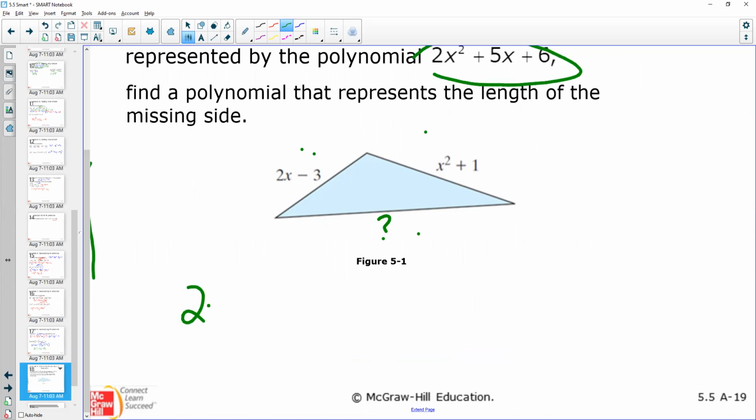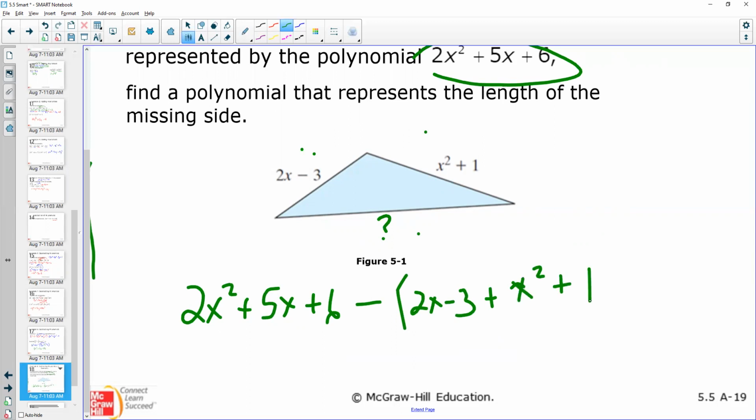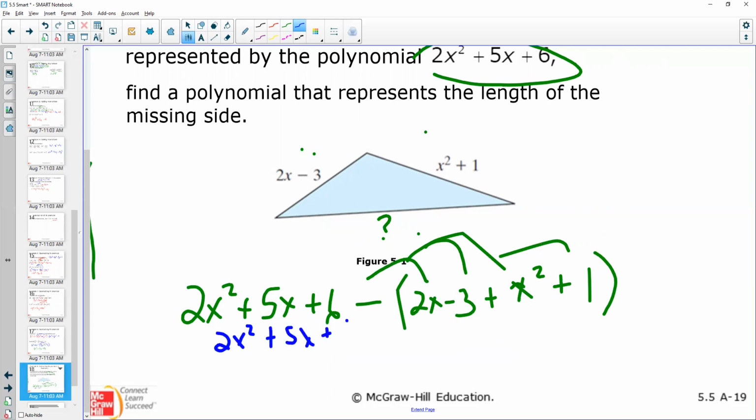So what I'm going to do is I'm going to do 2x squared plus 5x plus 6 minus the other 2 sides, 2x minus 3 and x squared plus 1. Those two, if I add them together and subtract them from the total, I get the last one, right? So I'm going to distribute, and I'll rewrite. So I'm going to run out of space. 2x squared plus 5x plus 6 minus 2x plus 3 minus x squared minus 1.